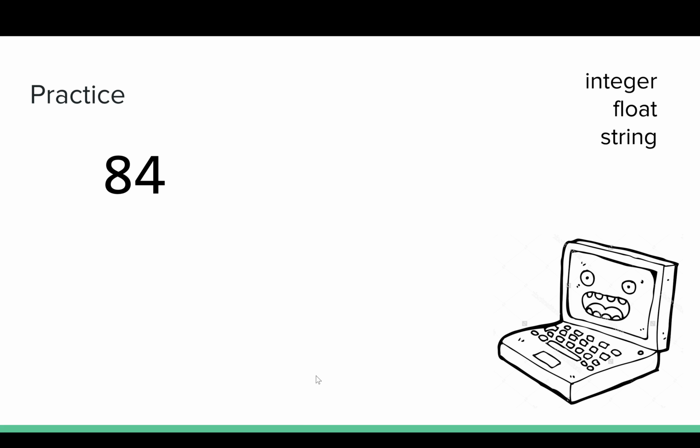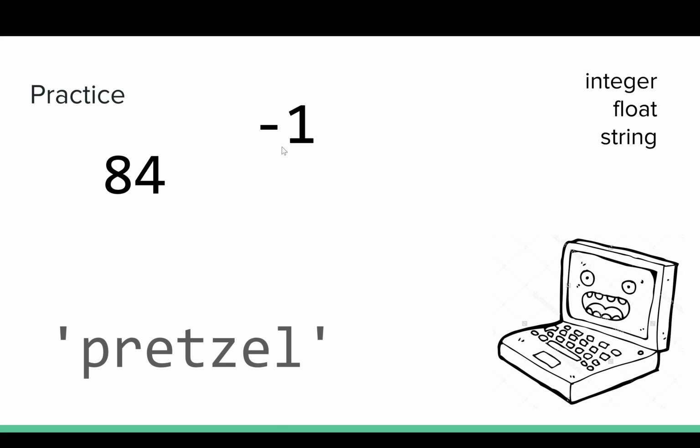So let's do some practice. What is 84? What do you guys think? 84 is an integer, yes. What about -1? Yes, it is also an integer. What about 'pretzel'? Yes, it is a string. What about 99.9? It is a float, yes. What about 0? 0 is an integer.